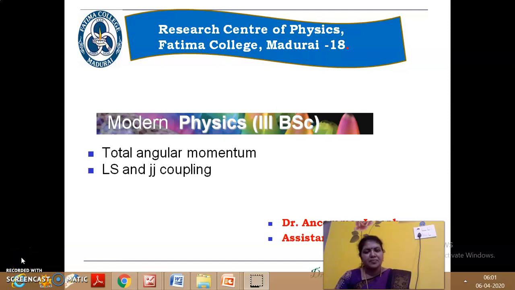How are you all? So today in this new module, we would see the concepts of total angular momentum, where the two different schemes called LS and JJ coupling would be visited.